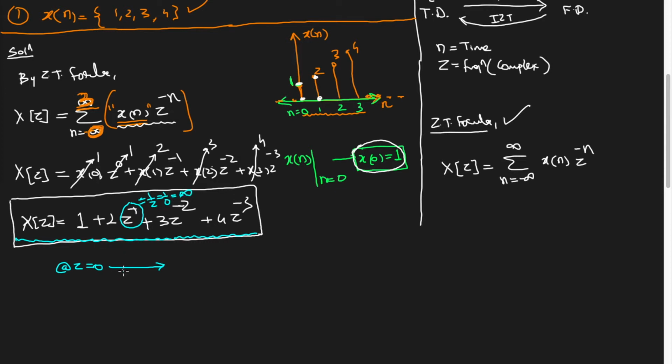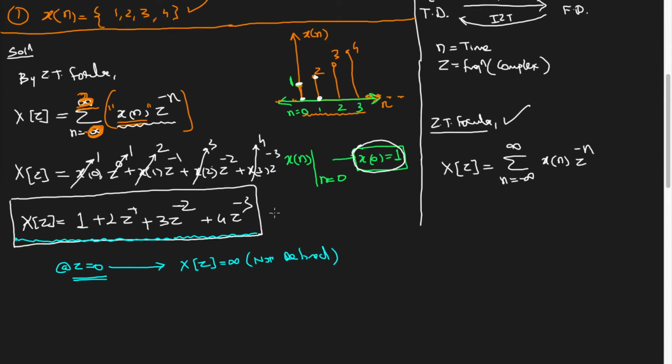So when z becomes 0, this thing will become infinite, and when this becomes infinity, the entire thing, the x of z, will become infinity. So this will give me x of z as infinity, and infinity simply means not defined, right? So what I'm trying to tell you is that whenever your z value becomes 0, your x of z is just not defined.